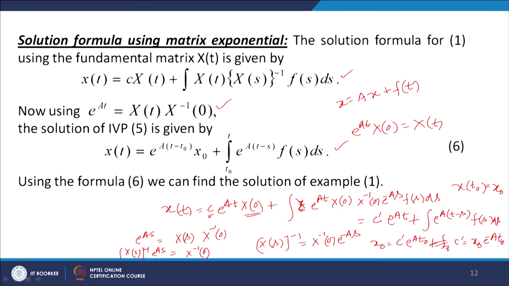Here we need to find the matrix e to the power At. e to the power At can then be found by X(t) into X inverse(0). Now, to determine X inverse(0), what you do? You have the matrix X(t) with you, put t equal to 0 in that, you will have X(0), a 3 by 3 matrix. Find the inverse of that matrix, you will have X inverse(0). Then we will take the product of X(t) with X inverse(0) to determine e to the power At, and put it in this formula, and we will get the solution.